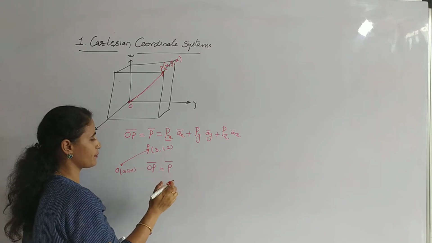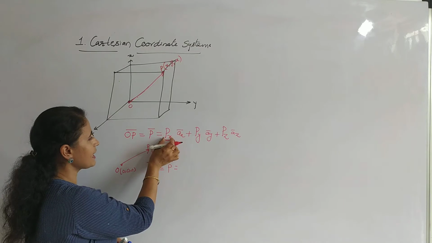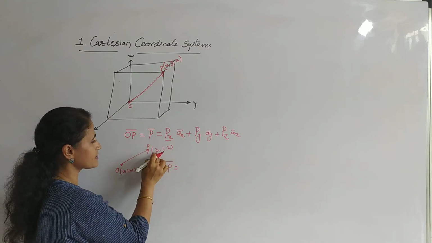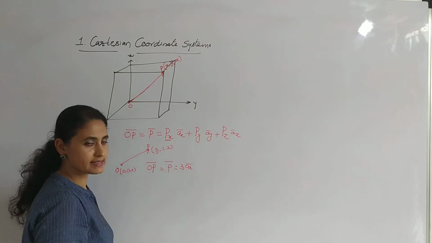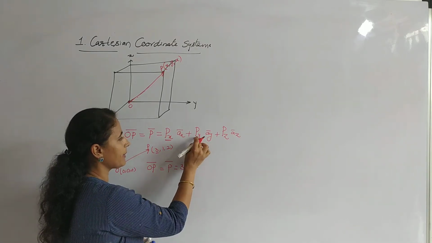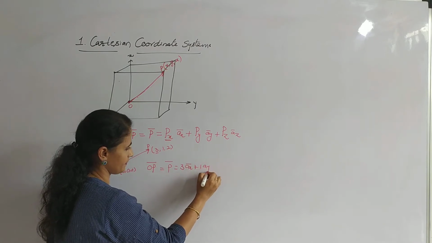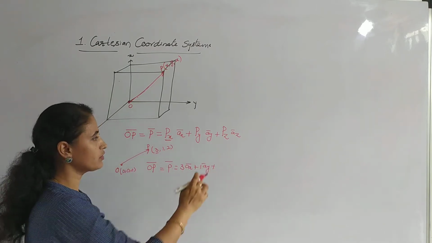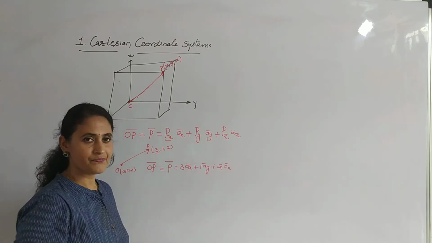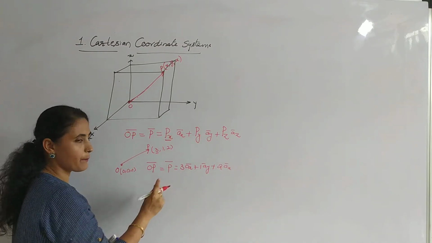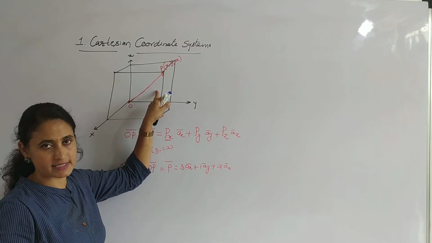So I can call this a position vector, and it can be represented as the magnitude along x, so what is the magnitude along the x-axis? This is 3 AX, and the magnitude along y is 1 AY, and the magnitude along the z-axis is 2 AZ. In this way, we can obtain the position vector of any point in the Cartesian coordinate system.